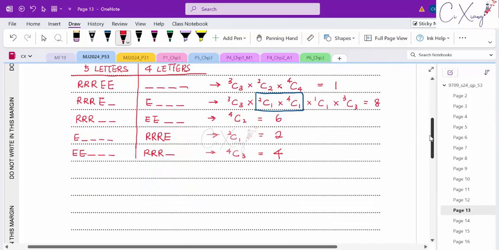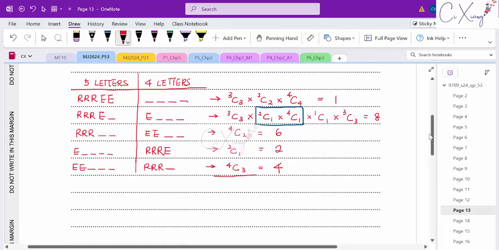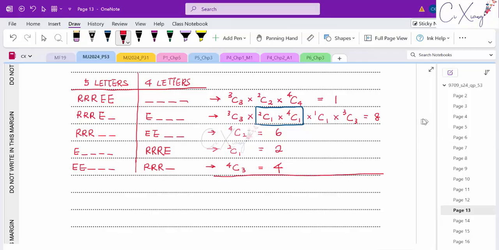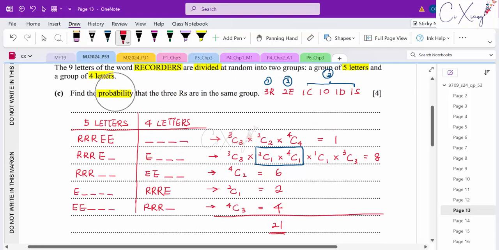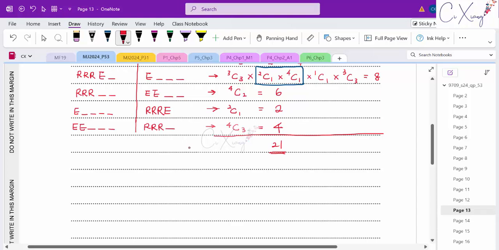Then what is the total number of combinations? You have to add all the possible cases here: 1 plus 8 plus 6 plus 2 plus 4. So the total is 21. This is the total number of combinations with the restriction given. Then for us, we are calculating probability, right? So to calculate the probability, you should take the number of combinations divided by the total combinations without restriction.